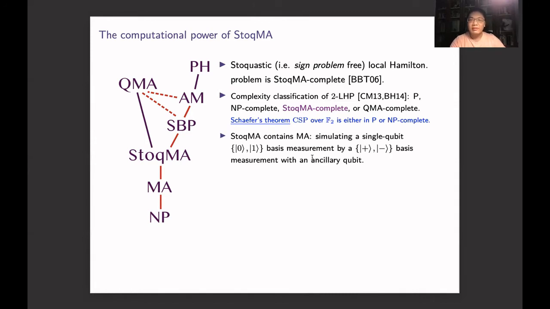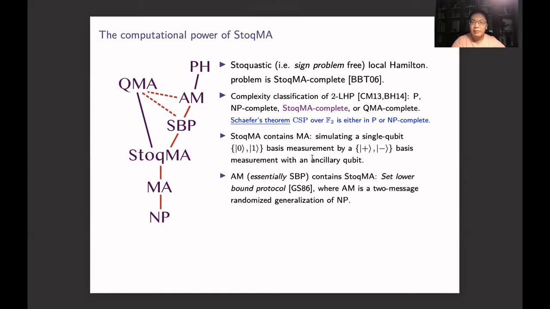Regarding the lower bound, it's easy to see that StoqMA contains MA. Just simulate a single-qubit 0-1 basis measurement using a single-qubit plus-minus basis measurement with an ancilla qubit. For the upper bound, we can show StoqMA is contained in SBP, essentially, where AM is a two-message generalization of MA, and the proof uses the set lower bound protocol by Goldwasser-Sipser.